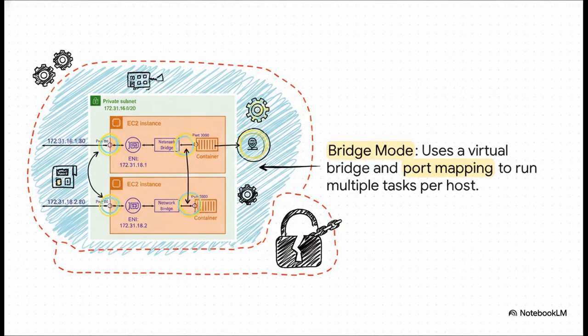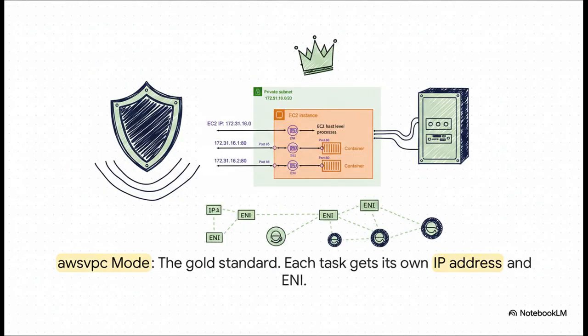Bridge mode comes along to solve that exact problem. It uses a clever little virtual network bridge to map some random high-numbered port on the host to your container's port 3000. And just like that, you can now run multiple copies on the same EC2 instance. It's definitely better. But all the tasks on that host are still sharing the same network security context, which isn't exactly ideal. And that finally brings us to AWS VPC mode.